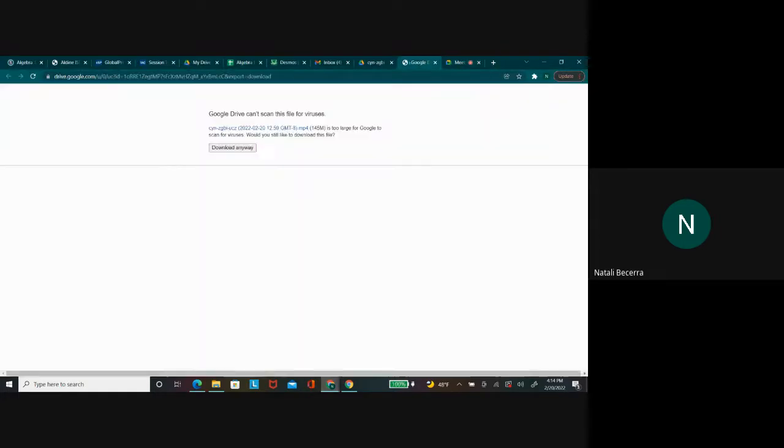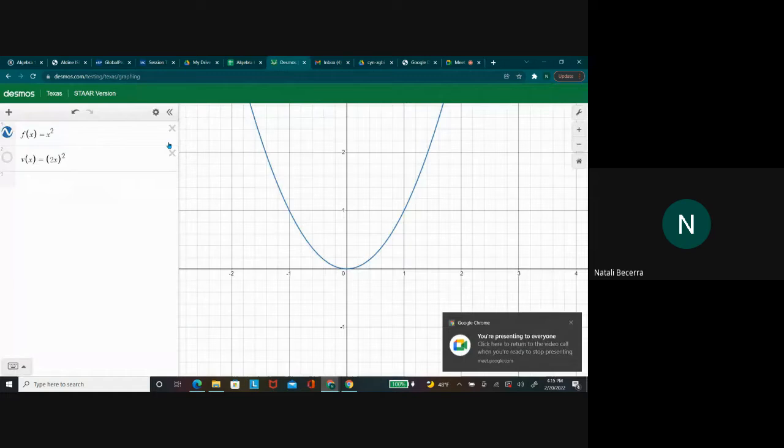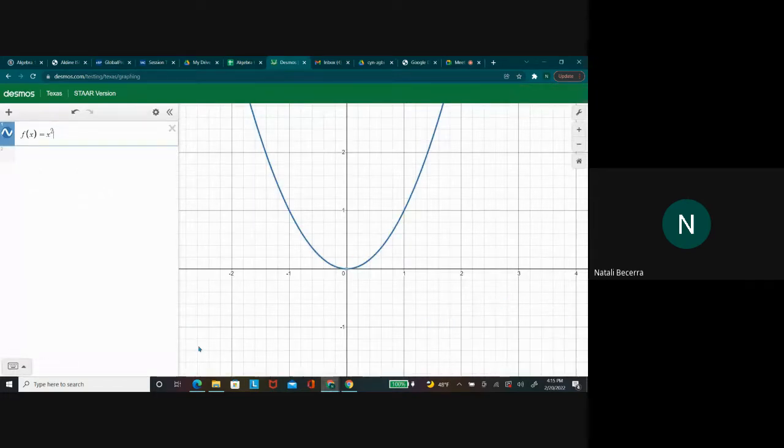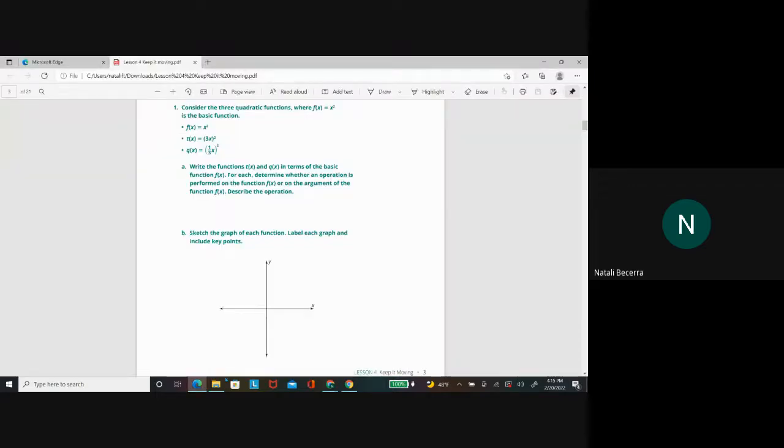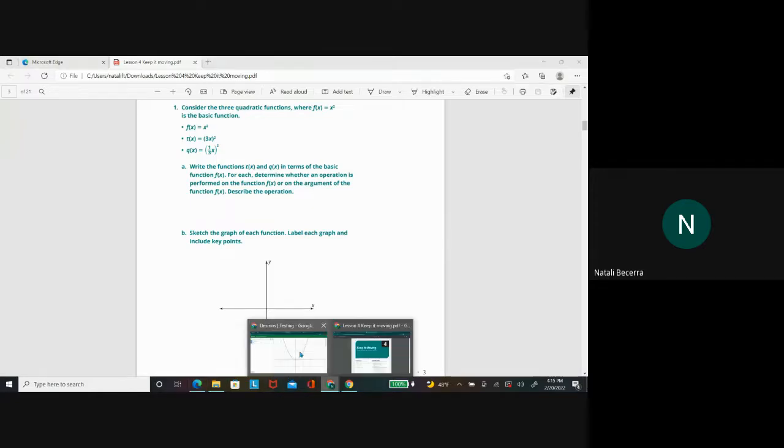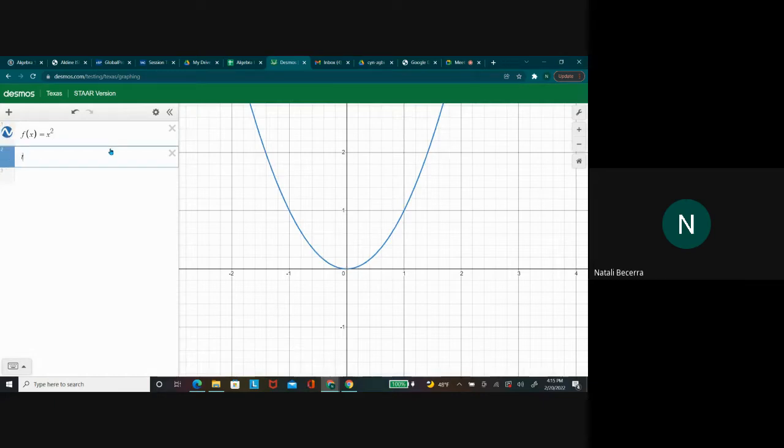So let's go to Desmos test mode, and it should be this one. I already graphed it. It always starts at the origin. That's how you know that that's your original. And then t of x equals 3x squared. So let's go ahead and graph that one. T of x equals 3x. I did not graph that right. Okay. Parentheses 3x squared. There you go.